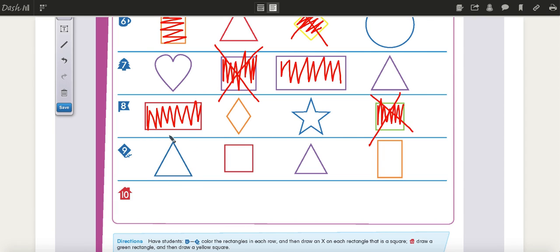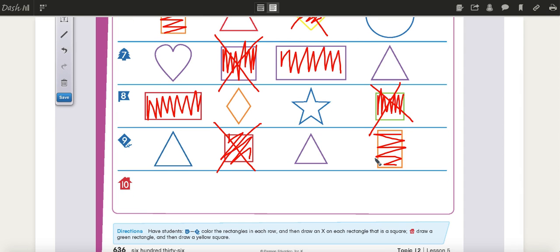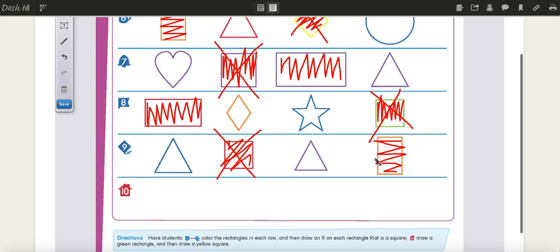Number 9. Is this a rectangle? No, good job. Is this a rectangle? Yes. Is this a rectangle? No. Is this one a rectangle? Yes. So now we're going to draw an X on all the rectangles that are squares. Is this also a square? Yes. All the sides are the same length. Is this one a square? No, good job. For number 10, it says draw a green rectangle and then draw a yellow square.